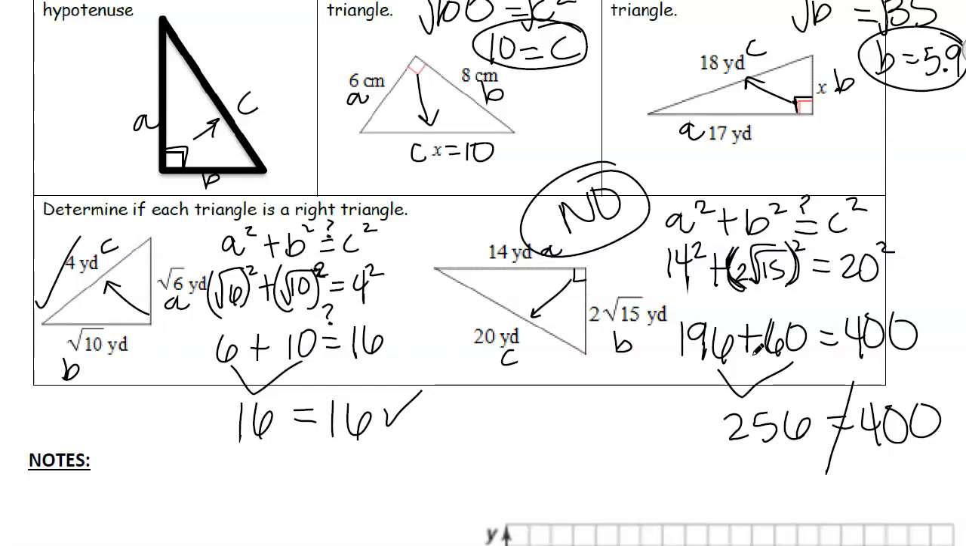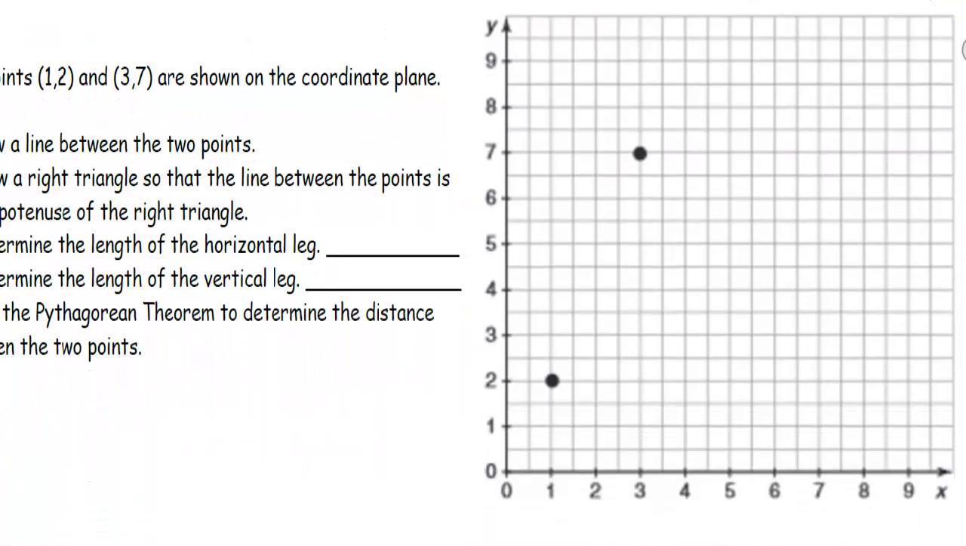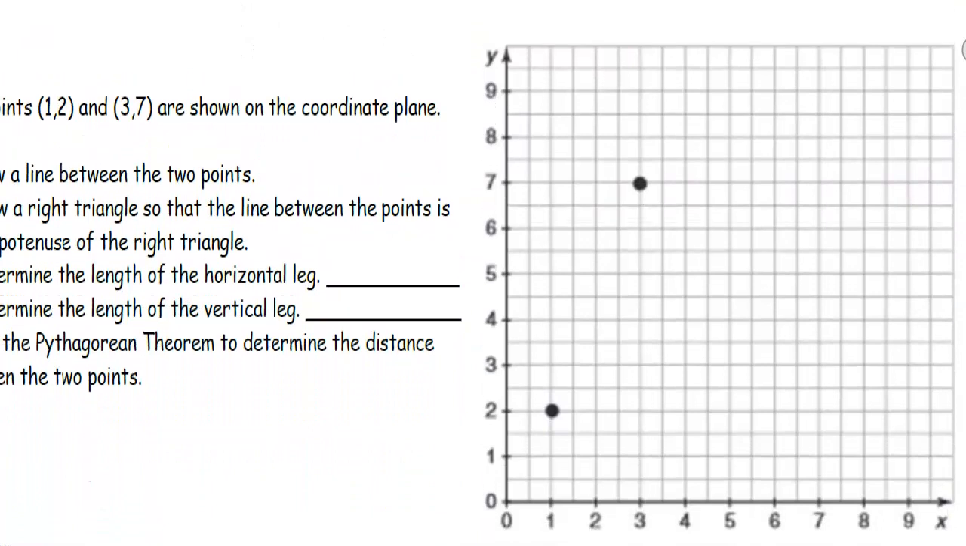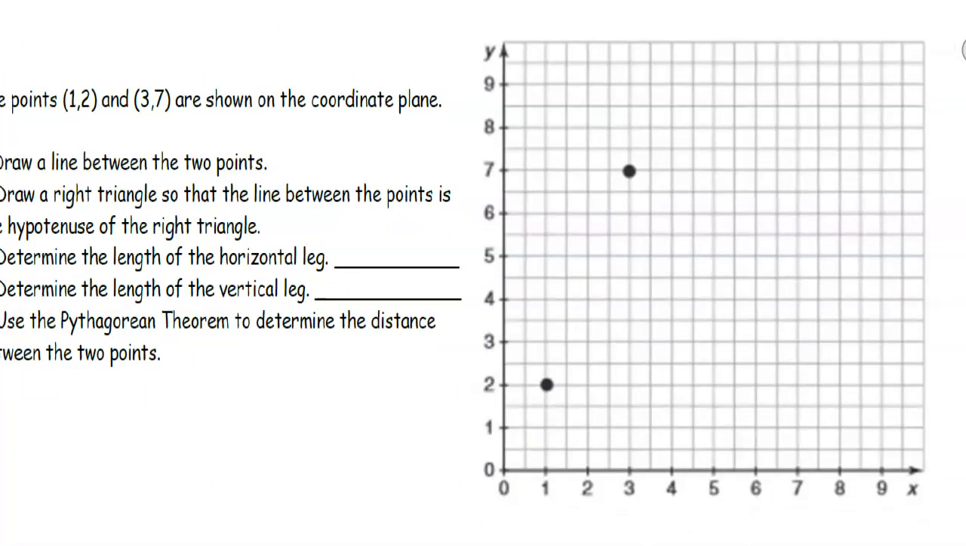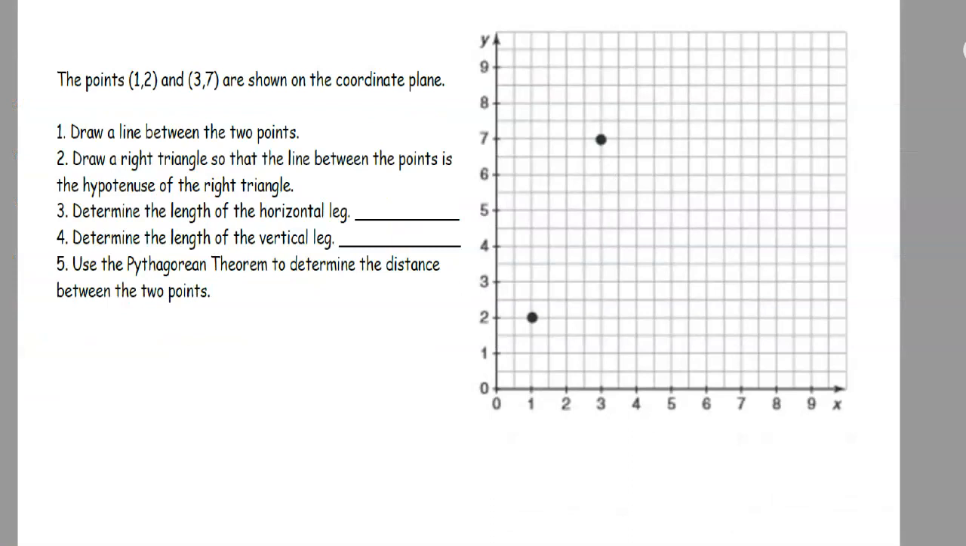Alright, so let's go ahead and move on to today's notes. Basically this next lesson is still finding the C. You'll see the 2 points on the graph. What you're going to see a lot is find the distance between 2 points. The word distance is your C. Okay? So here they give you the 2 points.